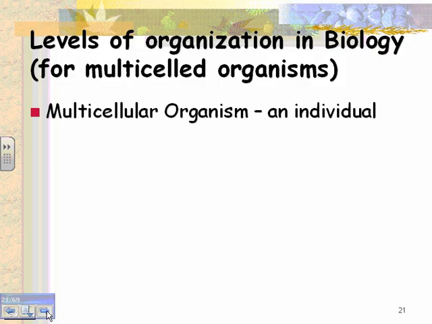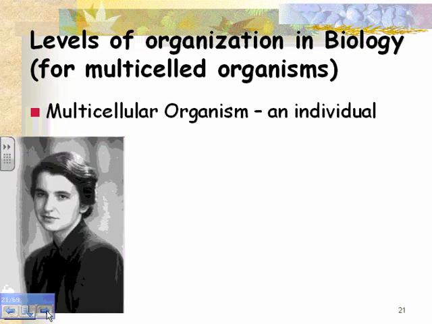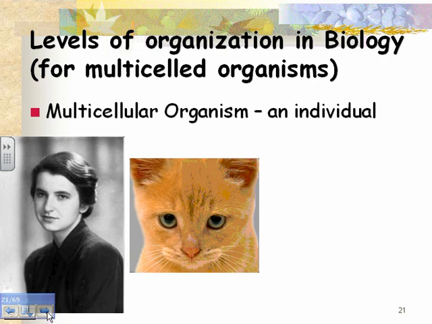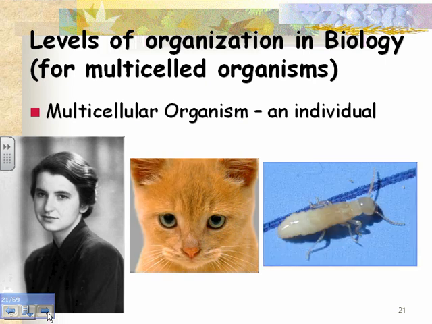So a multicellular organism is the last level of organization of living things, at least for multicellular things. And so this is a multicellular organism. Her name's Rosalind Franklin. She was super important in discovering DNA's structure. And here's a kitty because it's so cute. This is a different multicellular organism. And that really gross thing, looks like maybe a termite, is another multicelled organism.